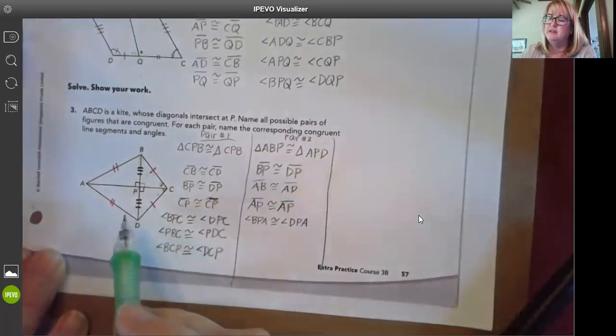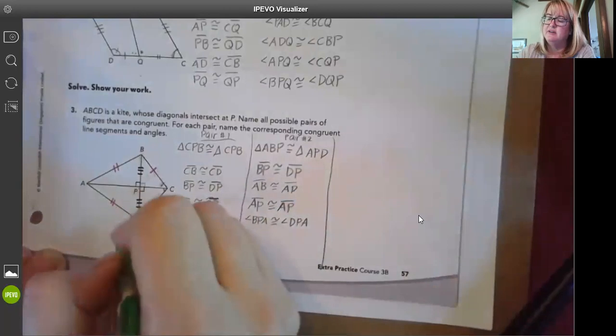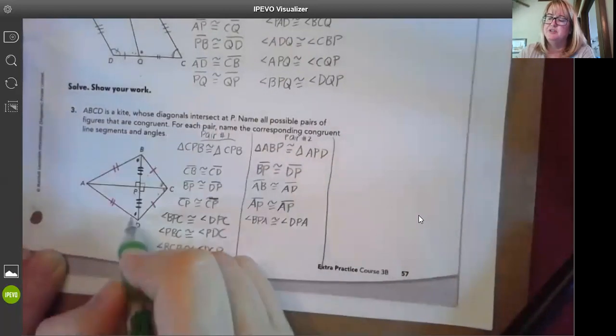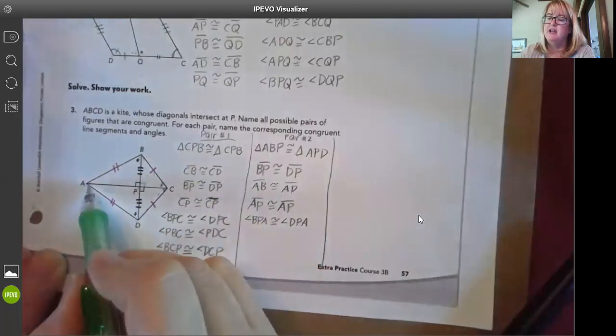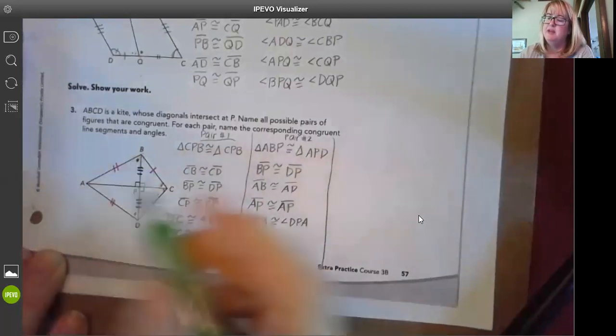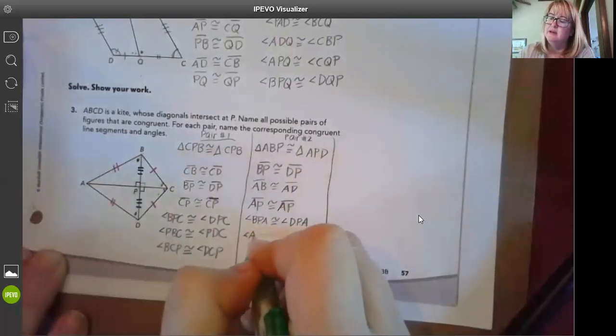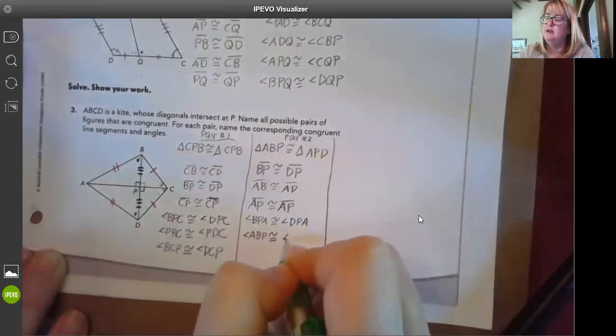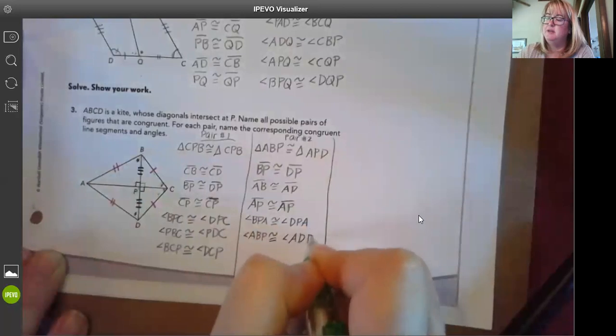Then let's see, we've got this one down here matches this one up here. Those 2 are congruent. So we're going to call that ABP and ADP. Angle ABP is congruent to angle ADP.